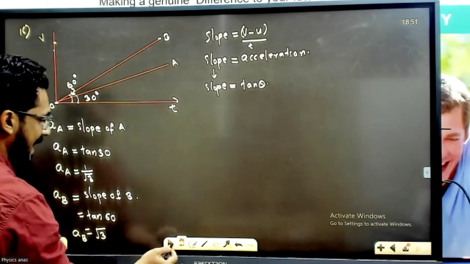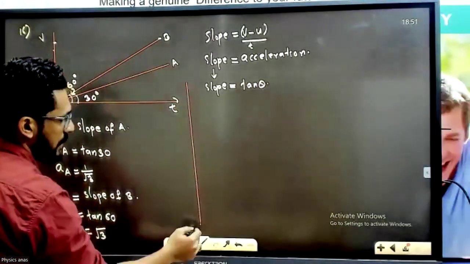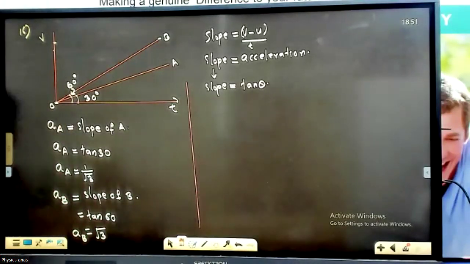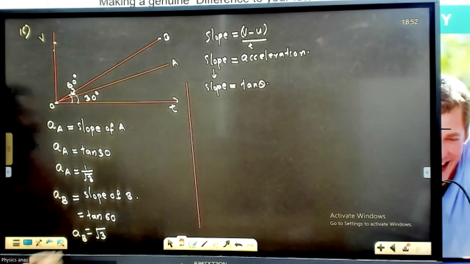Now I have the acceleration of A and the acceleration of B. I can take the ratio between A and B.